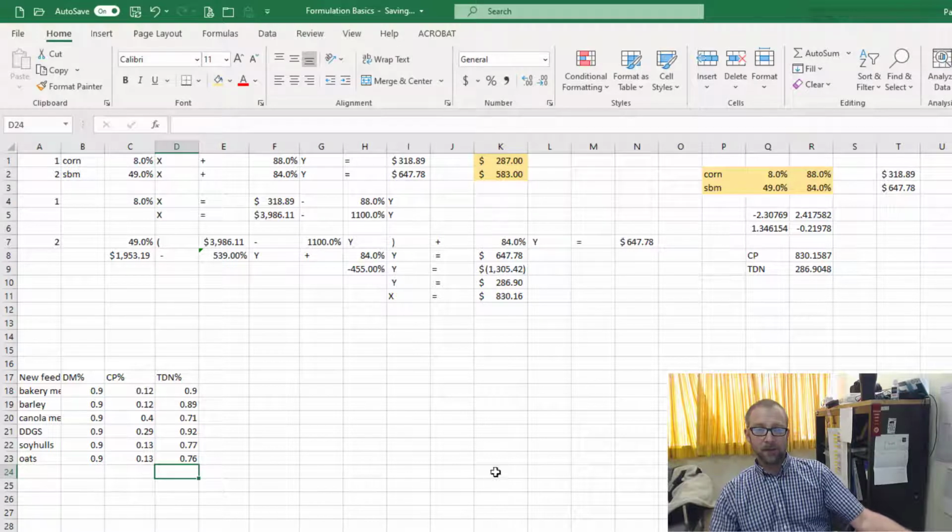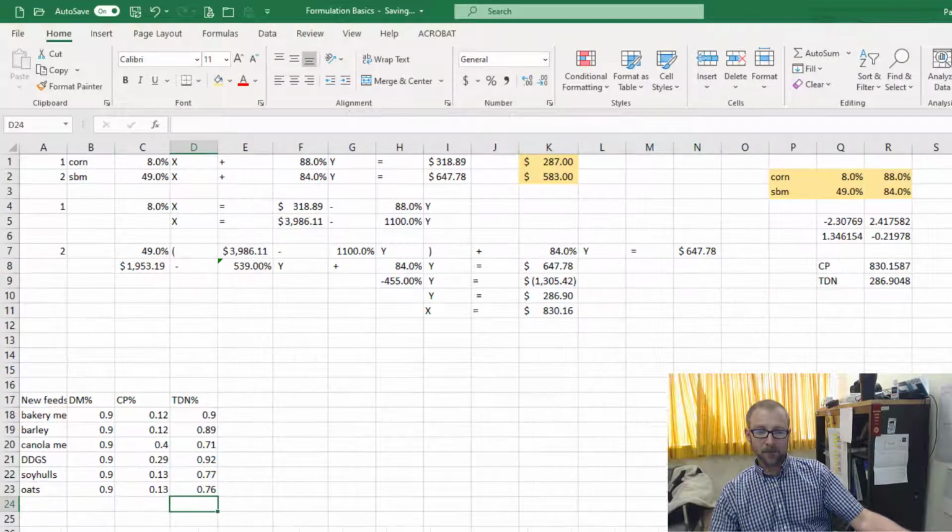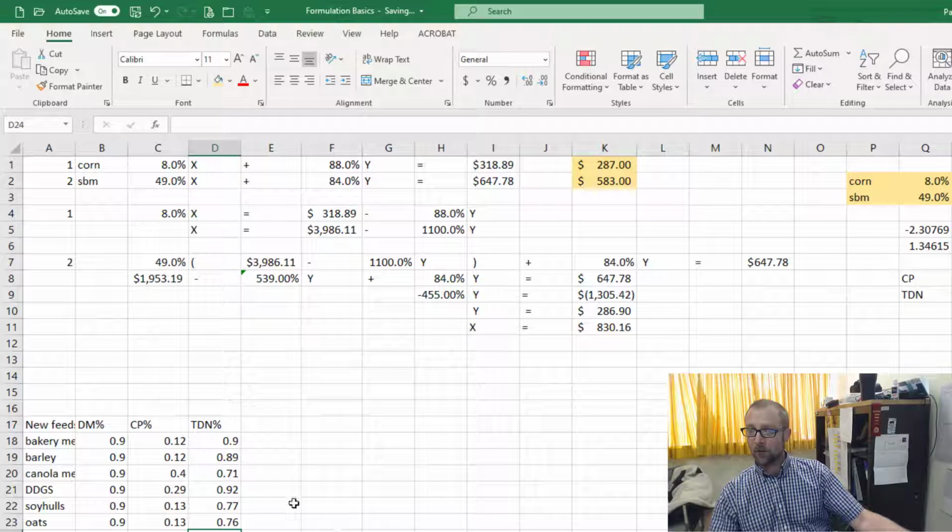Okay. Sorry, I forgot to do this as well. I'm going to just increase the size of this so you can see hopefully a little easier.